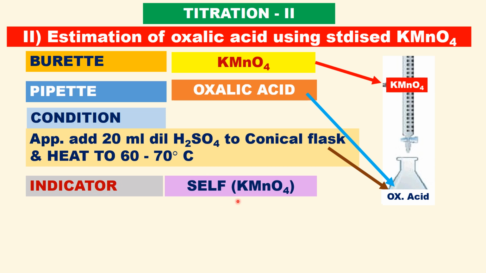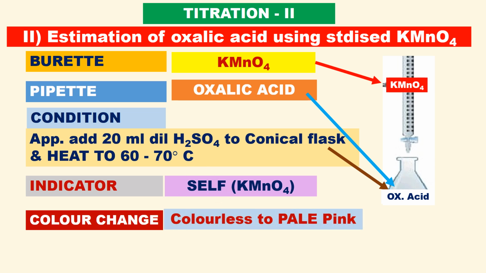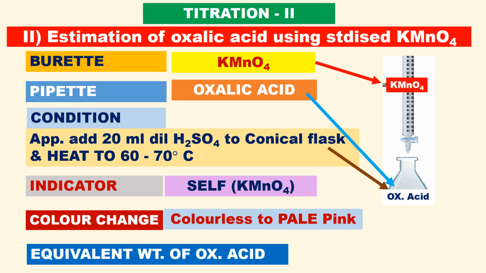Indicator: self. Please write KMnO4, don't write self alone. And then the color change. What is the color change at the end point? Colorless to pale pink color. And the equivalent weight of oxalic acid, because this is the estimation of oxalic acid. Link is not required because in calculation we don't need link, only standard and unknown. So the equivalent weight of oxalic acid is equal to 63 gram per equivalent.